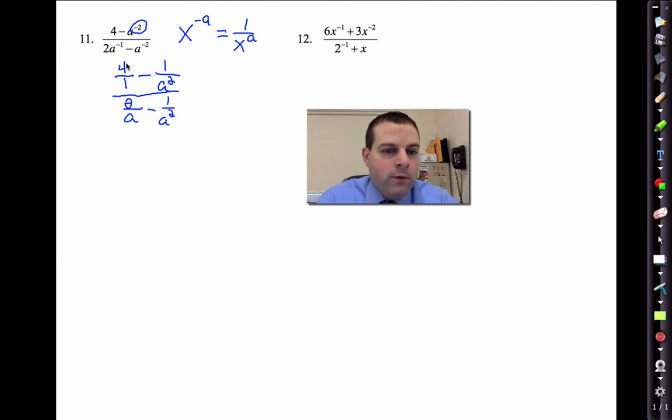So by taking care of all of those negative powers, that is what gives us the result that is a complex fraction. And now we can apply the same technique that we've been working on. So we have 4 simple fractions that we need to identify our LCD for, which happens to be a squared.